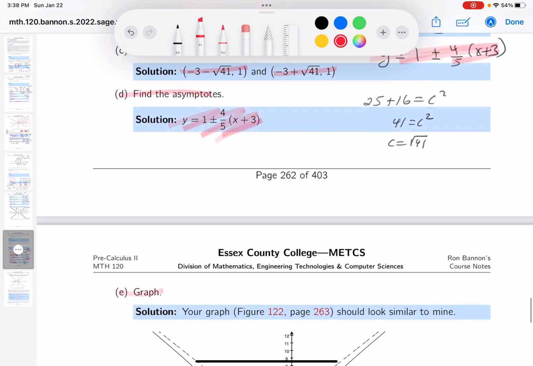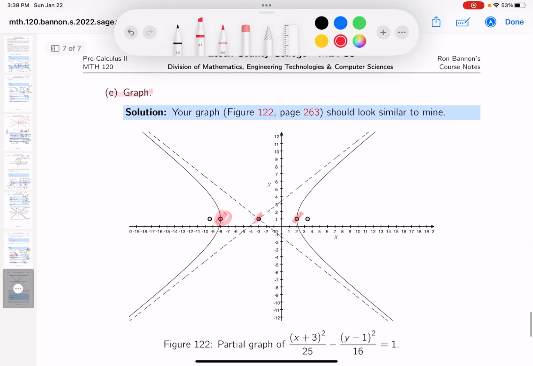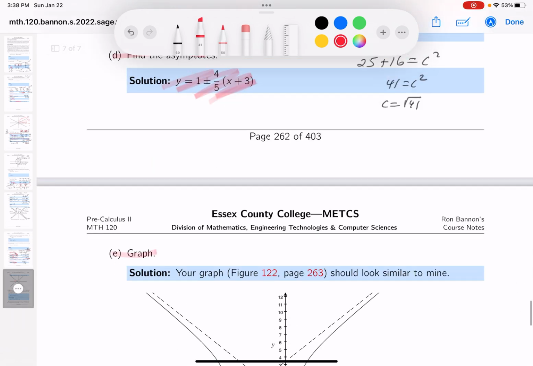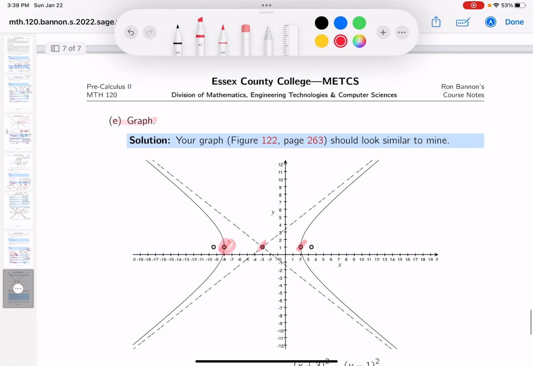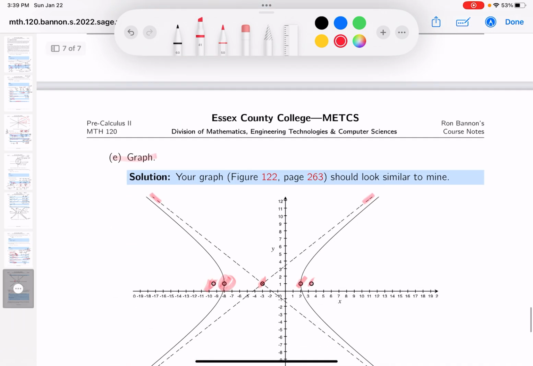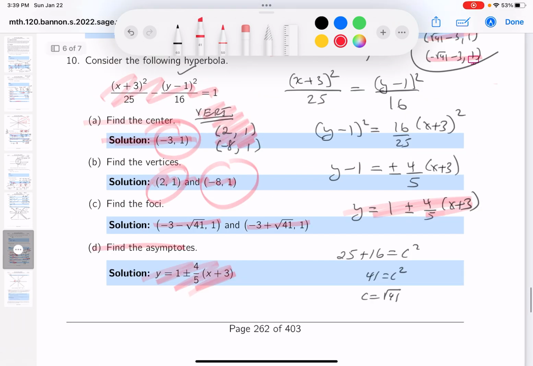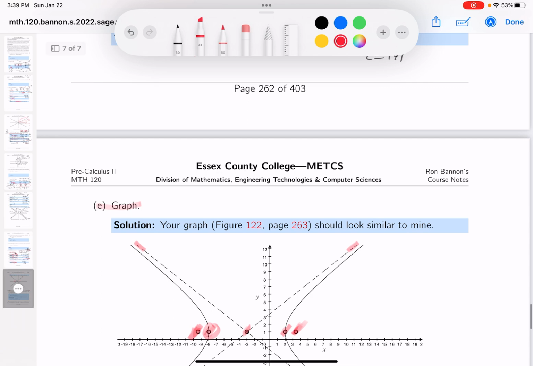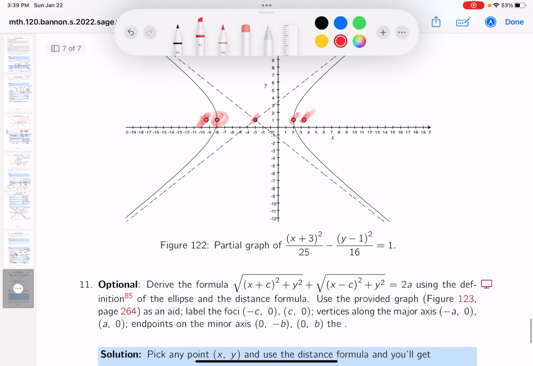The asymptotes, fairly easy to graph. They go through the center, and they have slope of 4/5. So that's a positive slope of 4/5. This is a negative slope of 4/5. Foci, really hard to read from the graph, by the way. But I did list those numbers, as we did before, -3 minus root 41, that's this point over here. The other one was the -3 plus root 41. And we did them all. We got that all set done. Thank you.